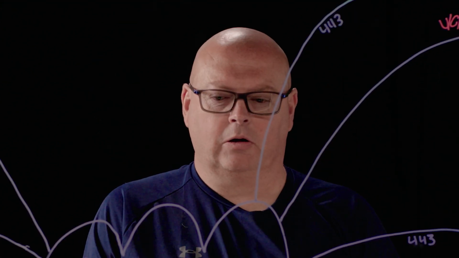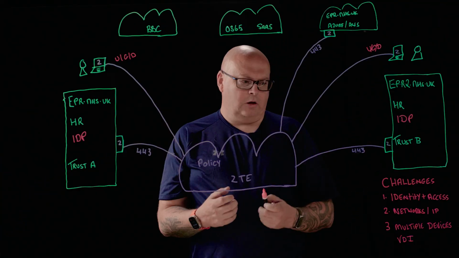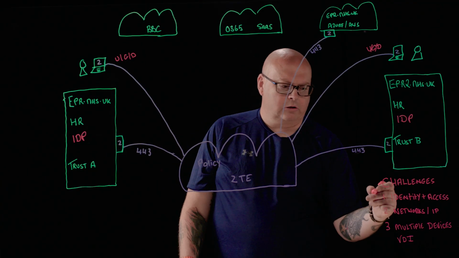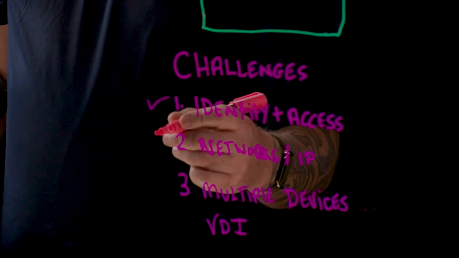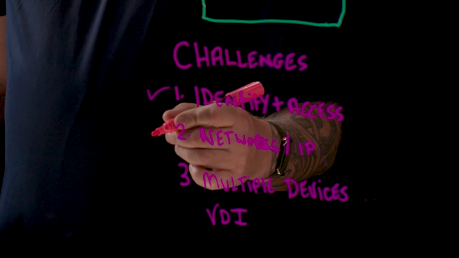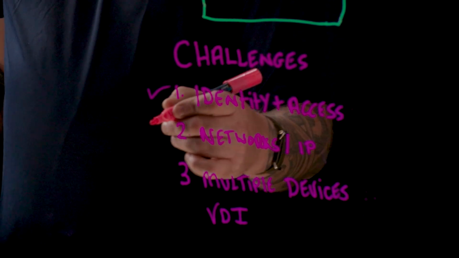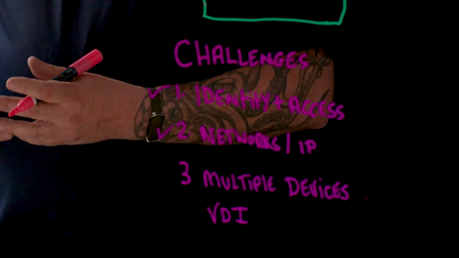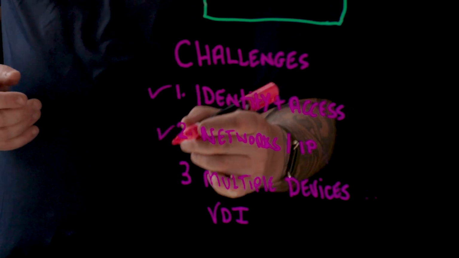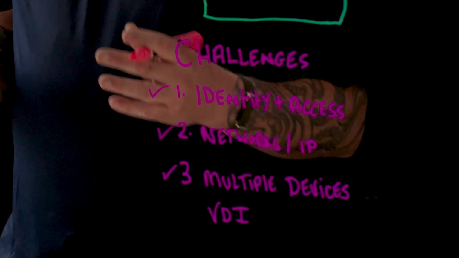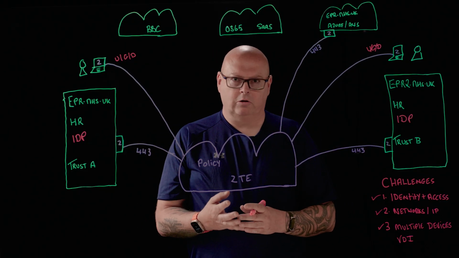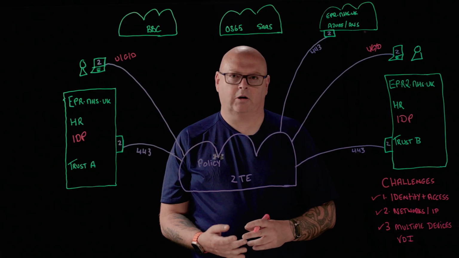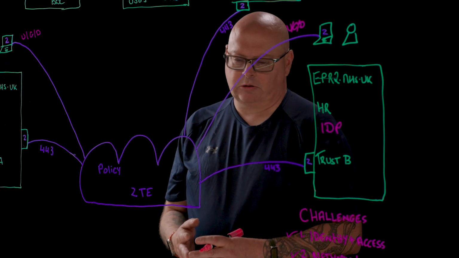Okay, so hopefully you can now see how, by using the power of the Zscaler cloud, we can solve these challenges. Identity and access, not a problem, solved. Networks and IP addresses, not a problem, there is no network. And we don't need to give people multiple devices or expensive VDI. So by moving to a Zscaler solution, we can secure, simplify and transform how the NHS works together.